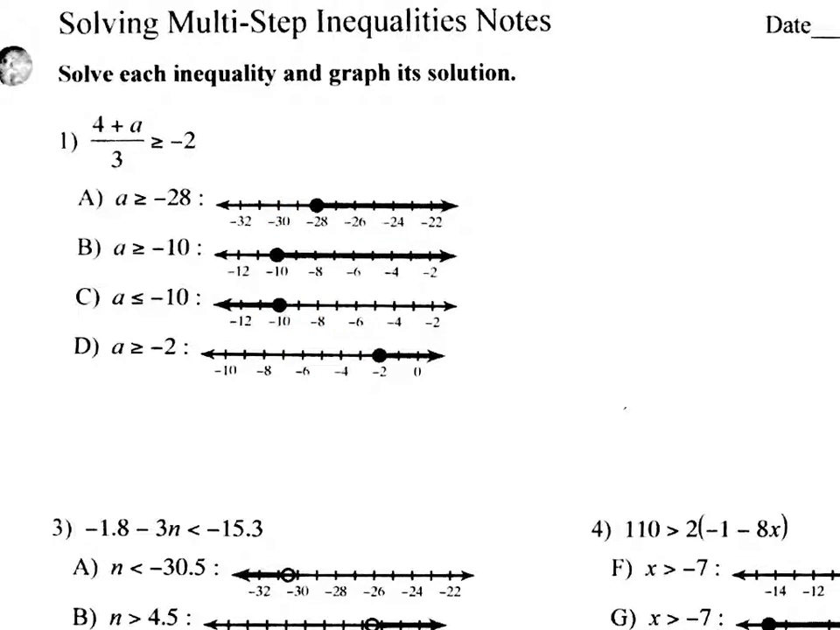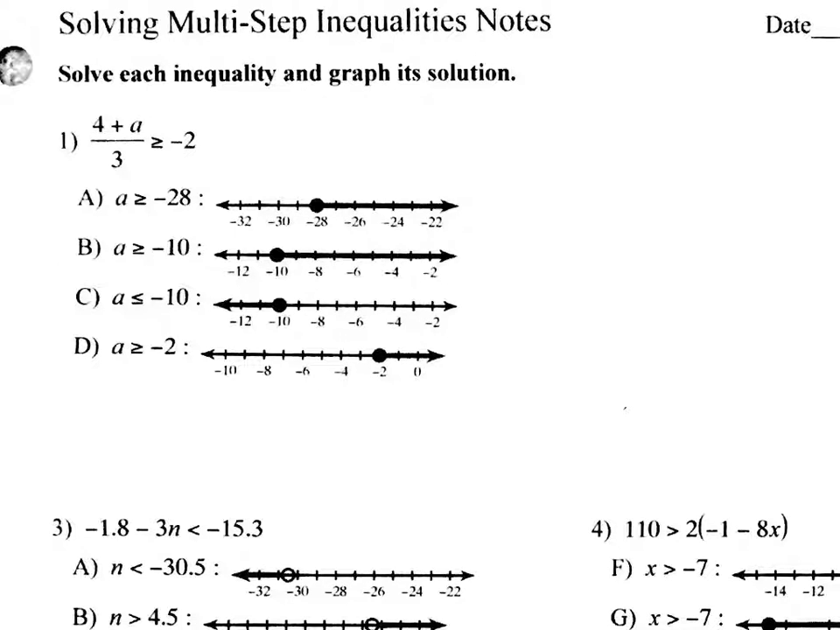Another thing you can do sometimes is look at the answer choices and plug in values. For example, if I take choice D, I would take the value 0. Why? Because it's in the shaded area. So take 0, plug it in for A. So 4 plus 0 would be 4. 4 divided by 3 would be 1.3333333, which is greater than negative 2. So that's a possibility that that could be a choice.